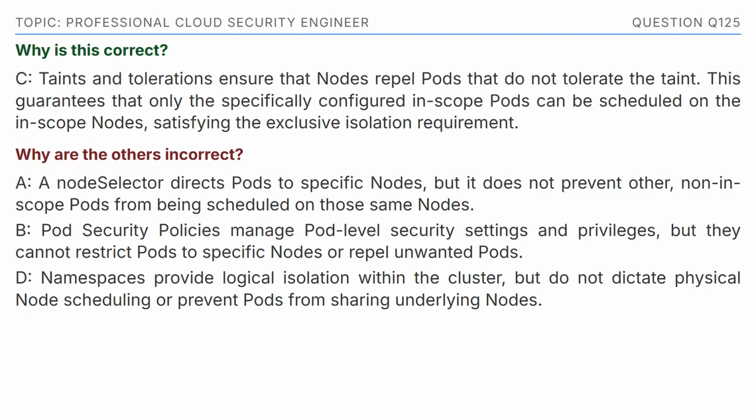Why is this correct? C. Taints and tolerations ensure that nodes repel pods that do not tolerate the taint. This guarantees that only the specifically configured in-scope pods can be scheduled on the in-scope nodes, satisfying the exclusive isolation requirement. Why are the others incorrect? A. A node selector directs pods to specific nodes, but it does not prevent other, non-in-scope pods from being scheduled on those same nodes.